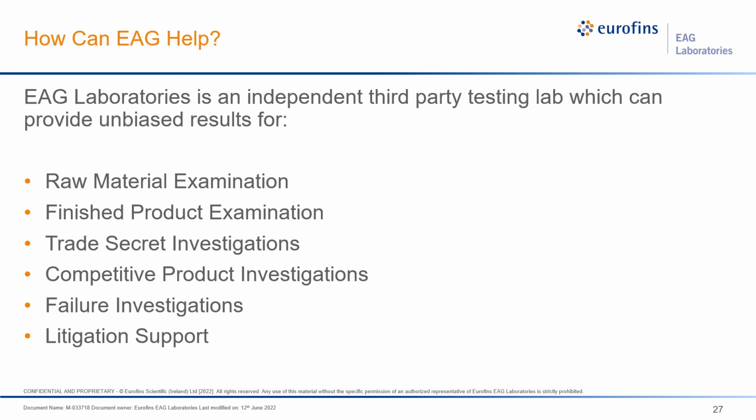Competitive product investigations, as I mentioned, we can look at your competitors' products. Failure investigations. As you saw with the tombstones and the lights, we can look at the failure and help you identify what caused it. Litigation support. EAG is fantastic at working in a legal environment, so if somebody violates your trade secrets or a failure happens, EAG can also work with a legal team in supporting you in that way as well.